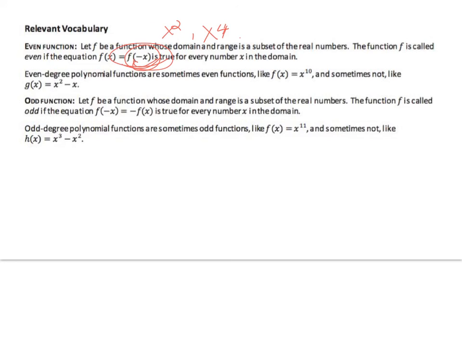Even degree polynomial functions are sometimes even functions and sometimes not. Okay, we look at the highest degree to say if it's even or odd. Odd function, if we plug in a negative, we would get a negative answer. Odd degree polynomial can be just a monomial or just look at the highest degree.